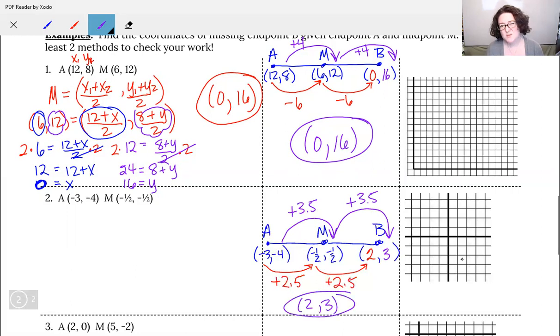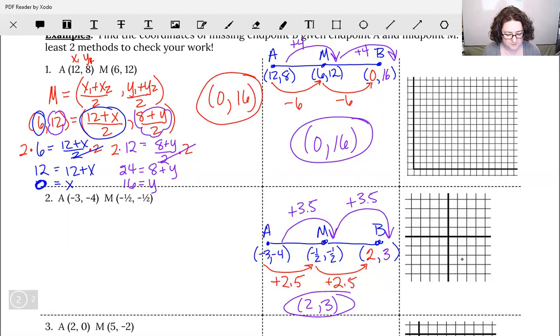And so with this one, I'm going to go ahead and check this on my graph. These are smaller points, a little easier to deal with. Let me go back to red ink so it'll pop better on the graph. Okay, so we have a point A at -3, -4. There's our A, -3, -4. We have a midpoint at -1/2, -1/2. It's actually sitting right smack in the middle. There's M, -1/2, -1/2.